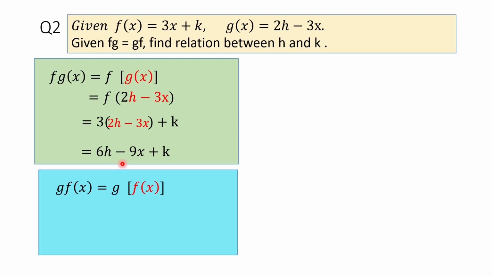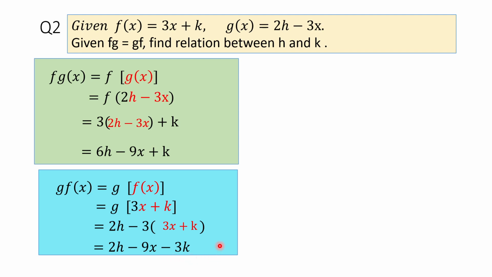Next, you have to prepare gf(x). So the inner function is f(x). Change f(x) to the given function 3x plus k. Next you have to prepare the empty bracket for g. So that will be 2h minus 3 empty bracket. Substitute the object and expand it. And be careful, do not make any careless mistake with the sign. Okay, now we can continue.